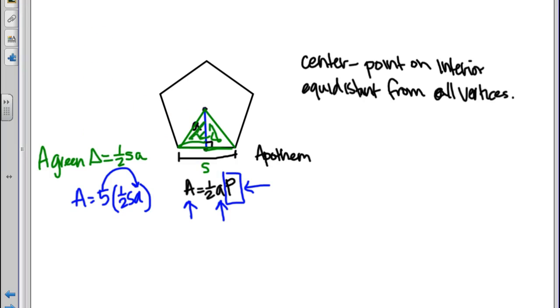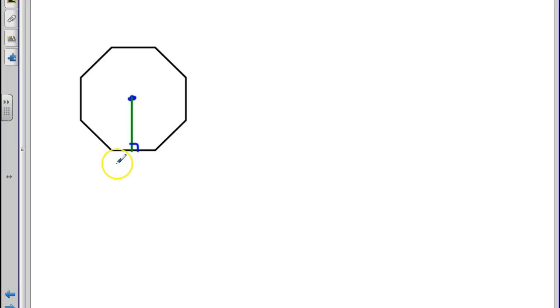All right, let's try one. Let's do a regular octagon. All right, so here's a regular octagon. If you want to pause the video and go ahead and draw your octagon, that's a great idea. There's my apothem. And its length is 10.9 inches. And this is 9 inches. And the question is, what's the area of this octagon? So to fill in the inside, what's its area?